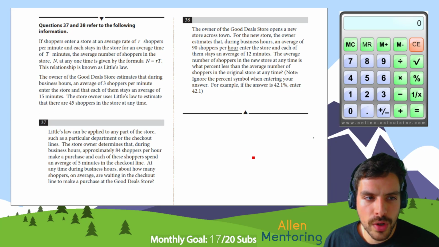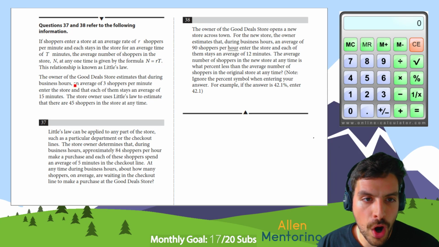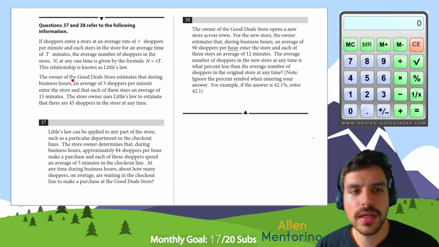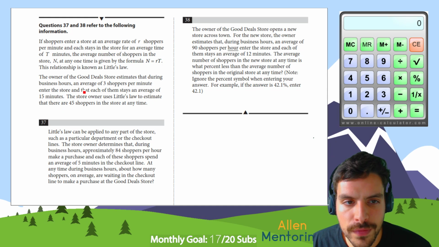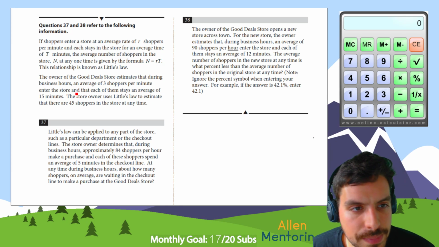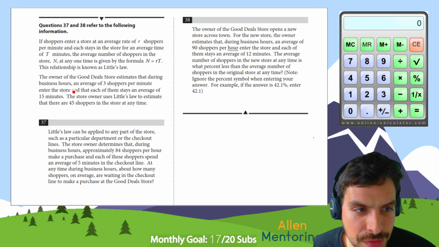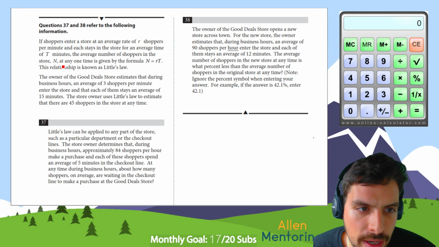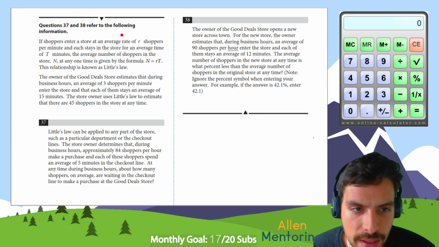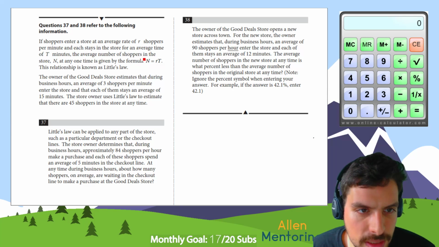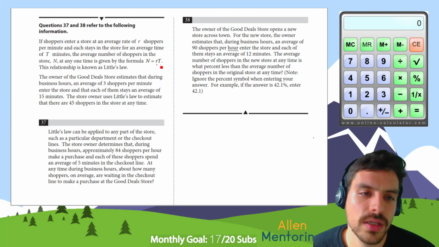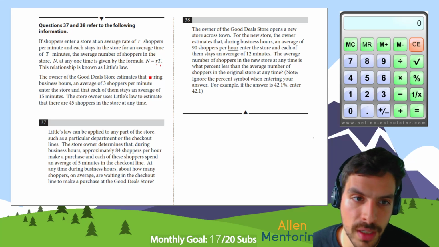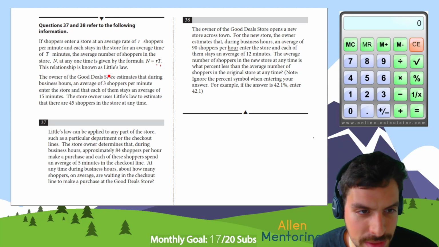Shoppers enter a store at an average rate of R shoppers per minute, and each stays in the store for an average time of T minutes. The average number of shoppers in the store, N, at any one time is given by the formula N is equal to RT. Okay, that makes sense. So this is shoppers per minute. This is number of minutes. So if you multiply those together, then you get number of shoppers. And that is known as Little's Law.